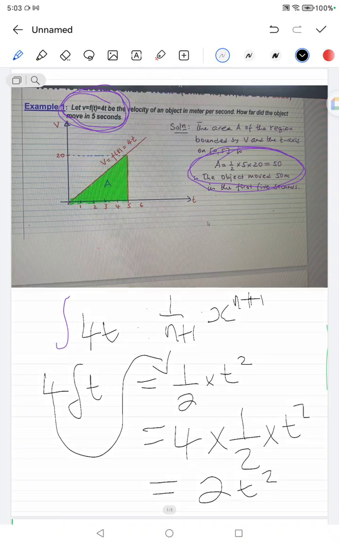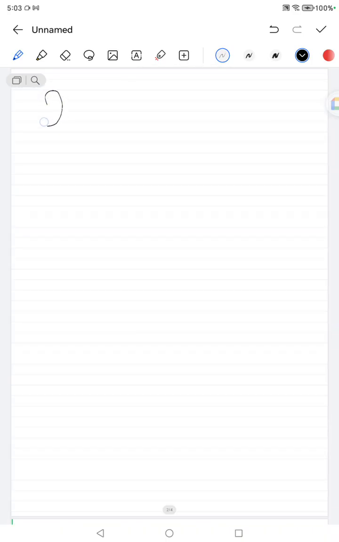Then we add that, okay, we found our 2t squared, but we're finding from which region. It's going to be between, what did the question say? Let me just go and look. It says how far did the object move in 5 seconds. So it means we're going to be estimating between 0 and 5. You see? 0 is where we're starting, 5 is where we're going to be ending.